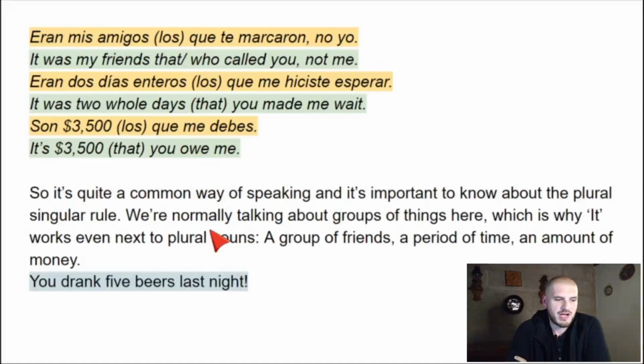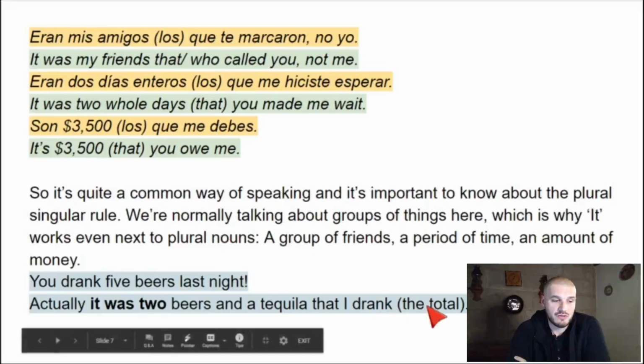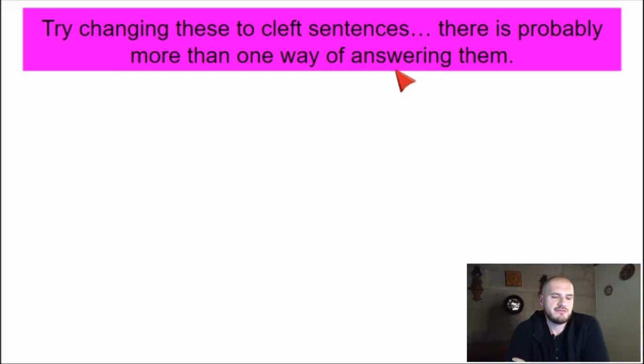Look at this. You drank 5 beers last night. And I would say, actually, it was 2 beers and a tequila that I drank, not 5 beers, right? Again, the quantity, the total. All right? It might sound strange to say it was 2 beers and not they were 2 beers, but that's English.